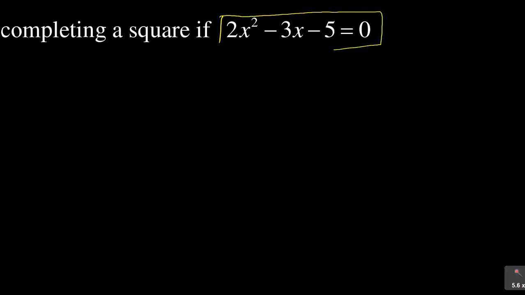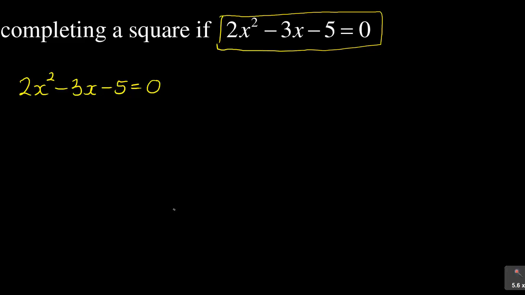So we need to complete a square in that. So what I have is 2x squared minus 3x minus 5 is equal to 0.